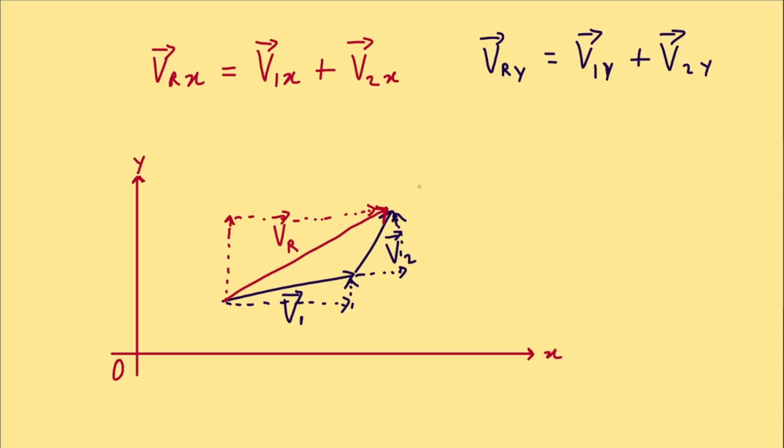That's the basic concept behind adding by components. It's very precise and you're going to be using it a lot in 2D kinematics. And here's a rule to remember: do not add x to y. Do not add them together. Add y to y and add x to x.